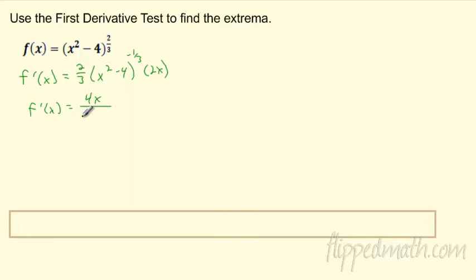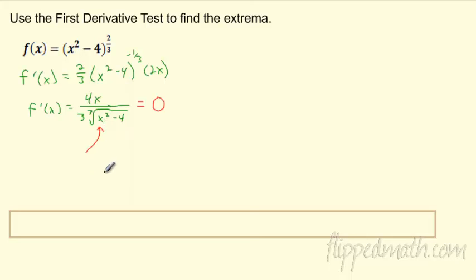On bottom, I'm going to have 3 times, the negative moves it to the bottom, the cube root of x squared minus 4. So this is pretty crazy here. There's my derivative. So any possible critical points will be when this equals 0 or it's undefined. Well, check it out before I even solve it. This could be undefined in this case.